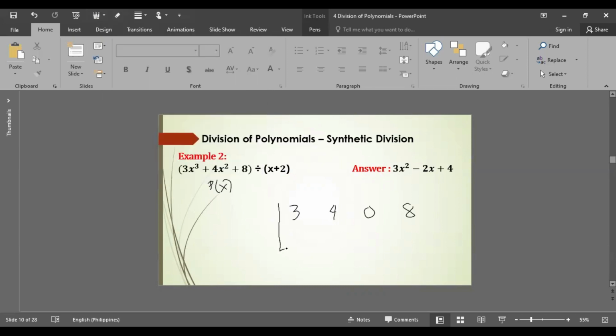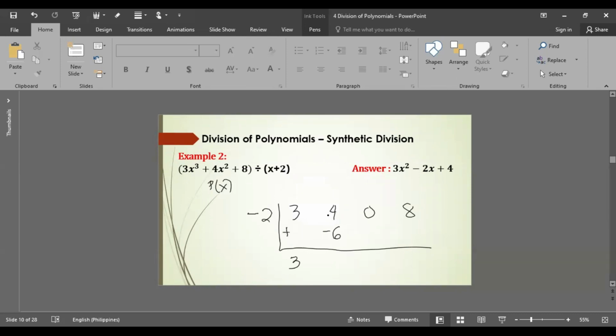Then draw a line forming like this. Then what is the value of c? It's negative 2. So we put here the negative 2. What's the first step again? Bring down the first numerical coefficient. Then we multiply it by the value of c. It's negative 6. Saan nilalagay yung sagot dyan? Dito. Negative 6.